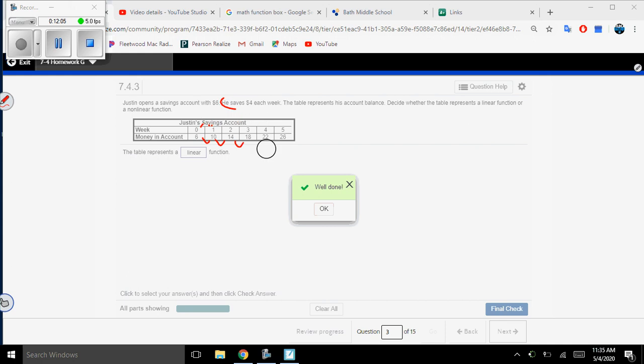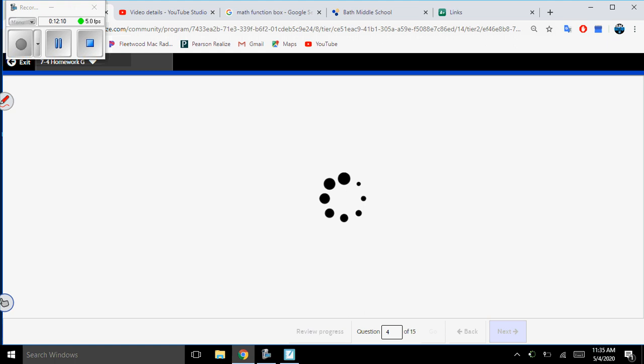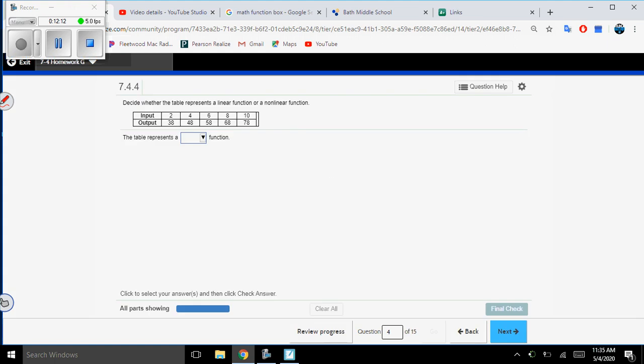Moving on to question number 4. Again, very similar situation, so I don't see any need to jump all over that. You're going to be looking at gaps, and if the y over x, the constant of proportionality, is constant between each of those x and y values, then you've got a linear equation.